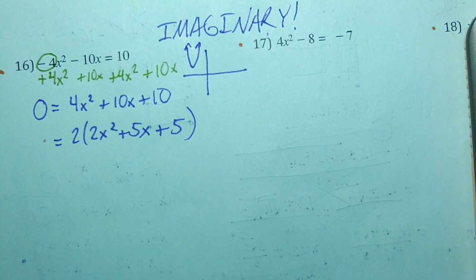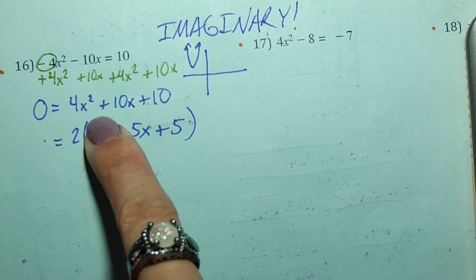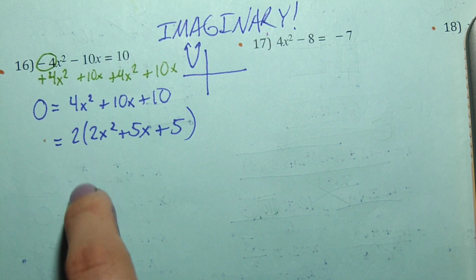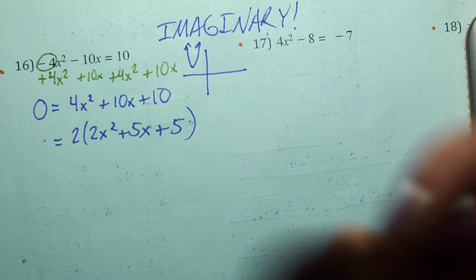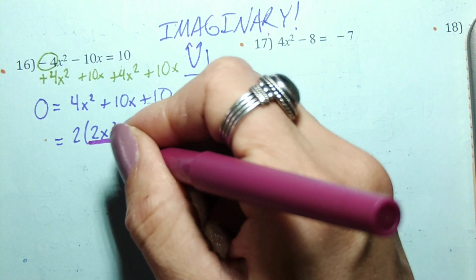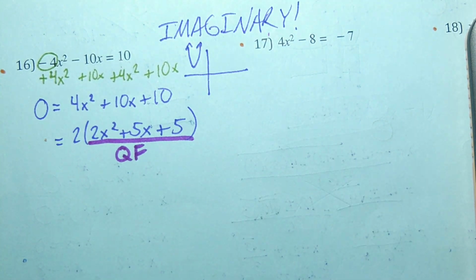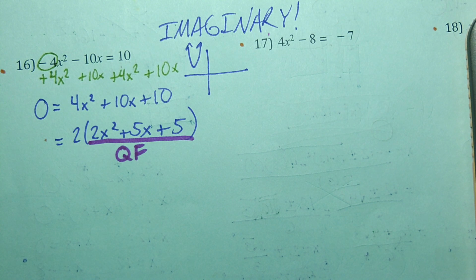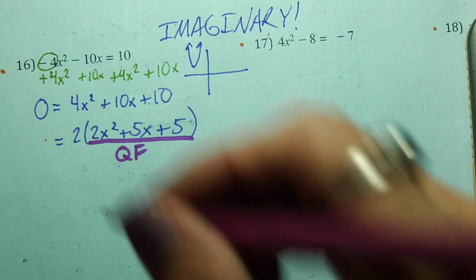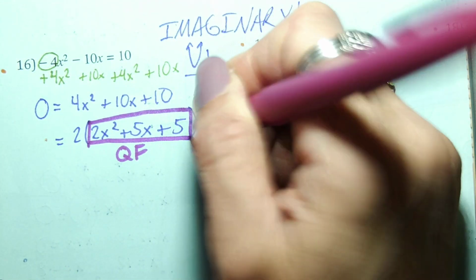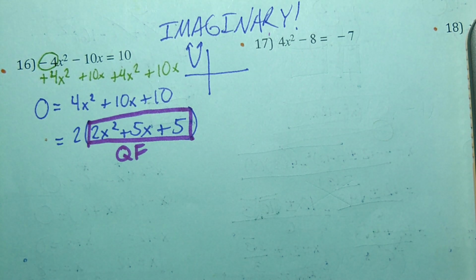But here's why I wanted to show you this problem. Yes, we could use these original numbers, but taking out a GCF, I can actually use the quadratic formula with those smaller numbers. So even with the quadratic formula, if you take a GCF out, you can now use this new quadratic with smaller numbers, less simplifying to do, in the quadratic formula.